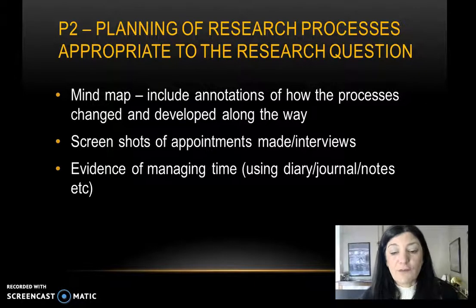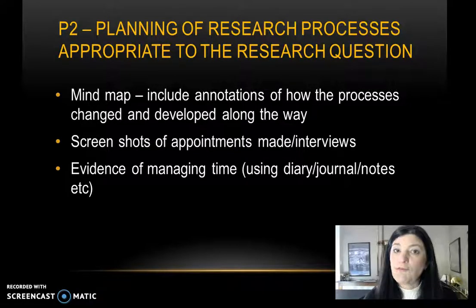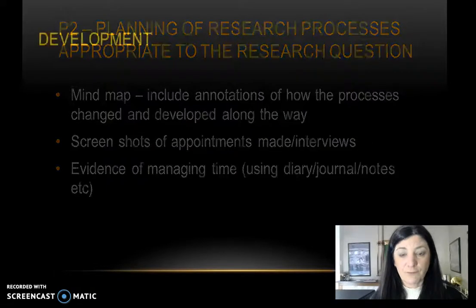P2 is the planning and research processes appropriate to the research question, and so you can demonstrate this through a copy of your mind map with annotations on it about how the processes changed and developed along the way. You can add in screenshots of appointments that you made, of interviews that you may have had, and also you can put in evidence of the way you manage your time. So you might have photos of your diary or journal entries or notes that you've taken, etc., just that demonstrate that there was planning about the research processes appropriate to your research question.